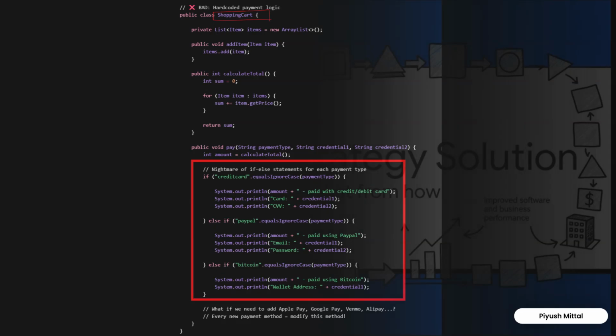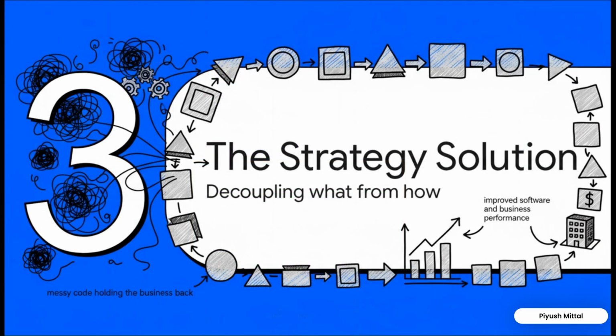Okay, enough doom and gloom. We've established the problem. The code is a mess, it's brittle, and it's actively holding the business back. Now let's talk about the elegant solution that's going to fix all of this, the strategy pattern.